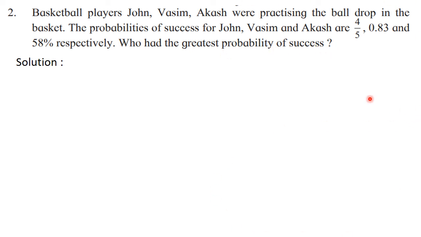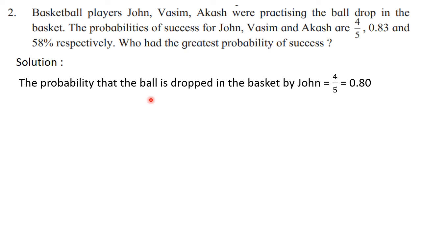Okay, now here already the probabilities are given, but they are in different forms. See, here you have it in fractional form, that means numerator denominator form. Here you have decimal form, and here you have percentage. So you have to convert them into at least one form. Either you convert all of them in decimal fractions, or you convert all of them in percentage, your choice, and then you can compare. Okay. So here what I am doing is I am converting them all into the decimal fractions. Okay, so what I am doing is the probability that the ball is dropped in the basket by John is what, 4 upon 5.